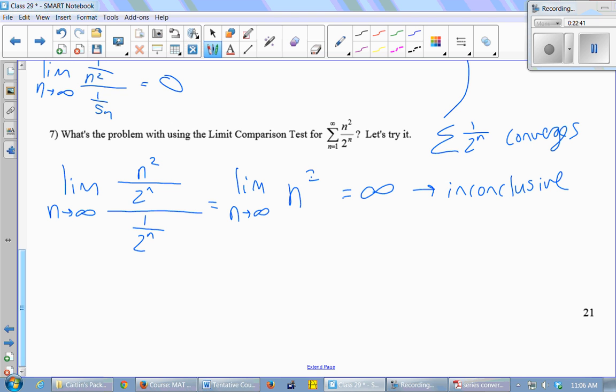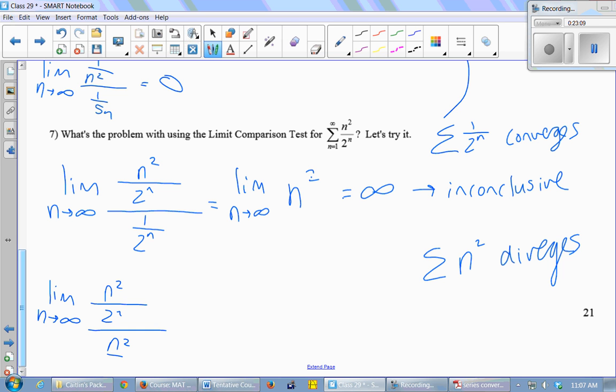So I could try to come up with another series. Maybe, I don't know, n squared? The sum of n squared diverges, right? If you just add bigger and bigger numbers, 1 plus 4 plus 9, that's going to diverge. So I could compare it to n squared, and I would say, okay, take the limit as n goes to infinity, where the n squareds cancel, and I have 1 over 2 to the n, which is 0, still inconclusive.